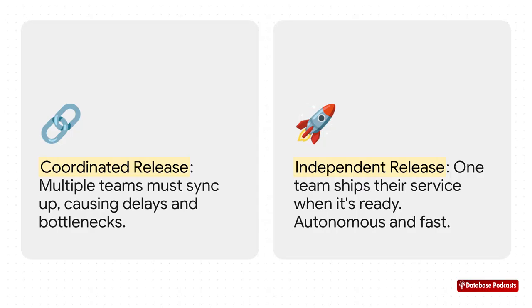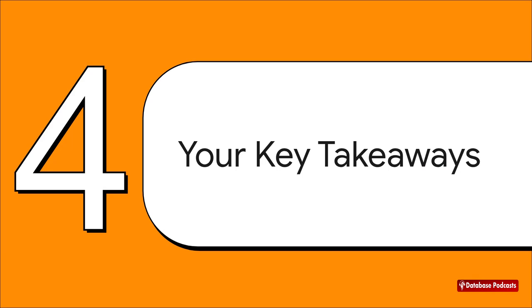Just look at the difference here. It's like two different worlds. On one side, you've got the coordinated release. It's this slow, fragile dance where multiple teams all have to sync up perfectly, creating all these bottlenecks. But on the other side, you have the independent release. One team owns their service. When it's ready, they ship it. That's it. No waiting, no meetings. They are autonomous and they are fast. This is the kind of change that lets teams go from releasing maybe once a quarter to releasing several times a day.